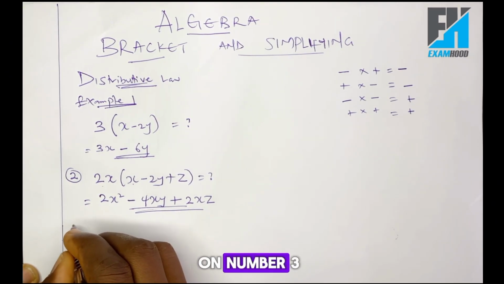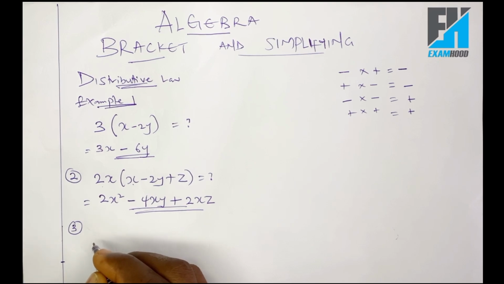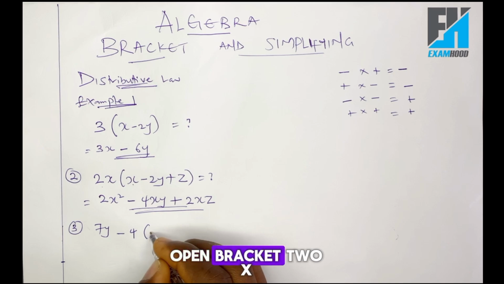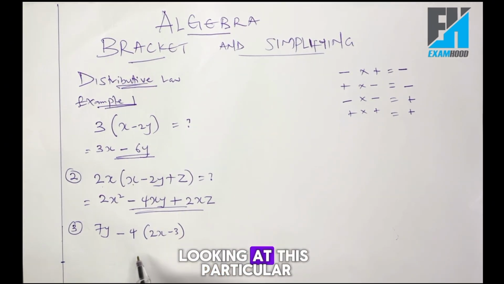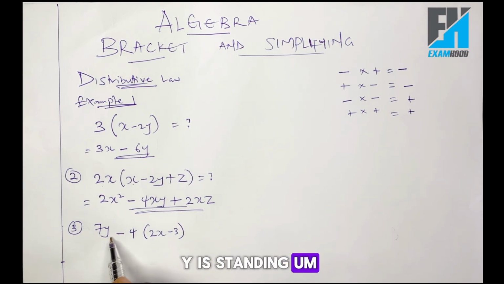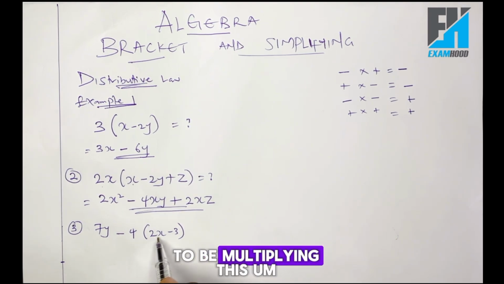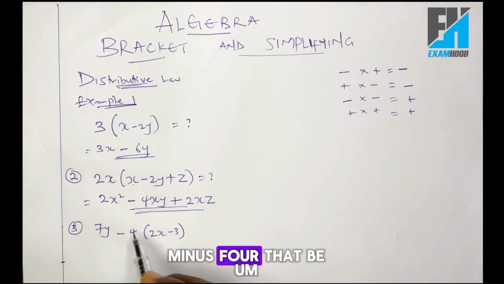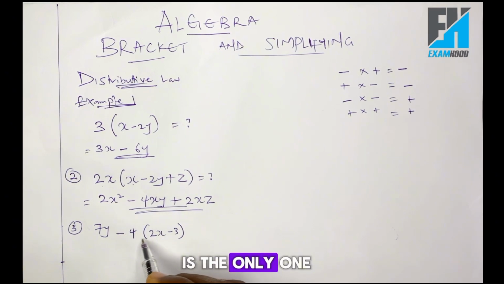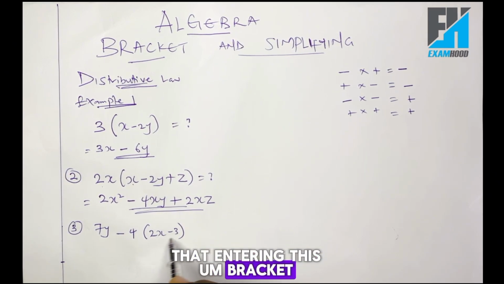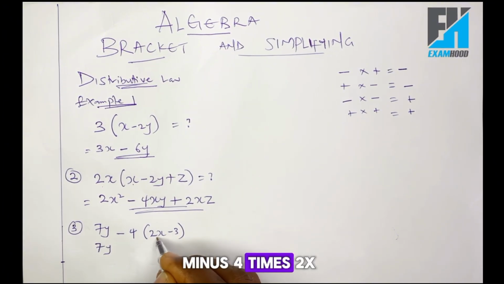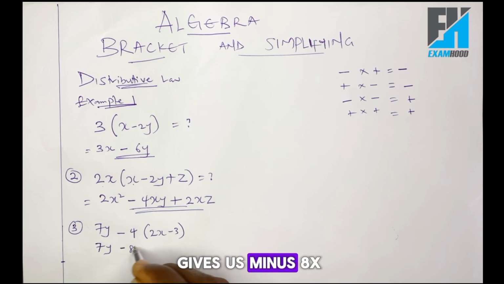Now, let's move on. Number 3. 7y minus 4, open bracket, 2x minus 3. Looking at this particular question, you see that 7y is standing separately. It's not going to be multiplying this bracket. It is only minus 4 that will be distributed into this bracket. That is, what you have here is the only one entering this bracket. Now, 7y remains here. Then we have minus 4 times 2x gives us minus 8x.